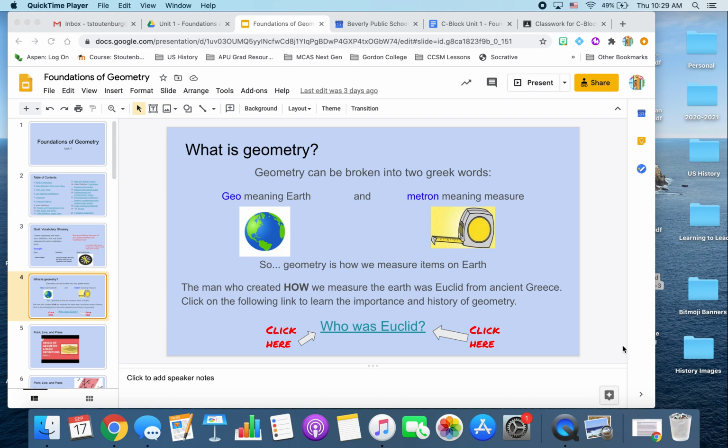What is geometry? Well, geometry comes from two Greek words. The first one is geo, meaning earth, and the second is metron, which means to measure. So when we put them together, geometry is how we measure things on earth. Okay? And the man who is responsible for this is this guy here named Euclid.